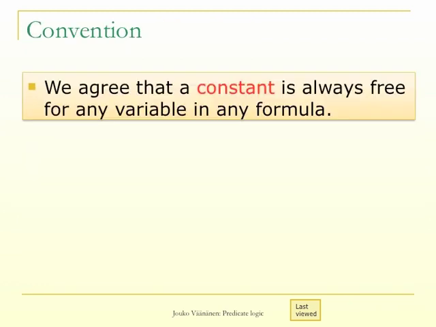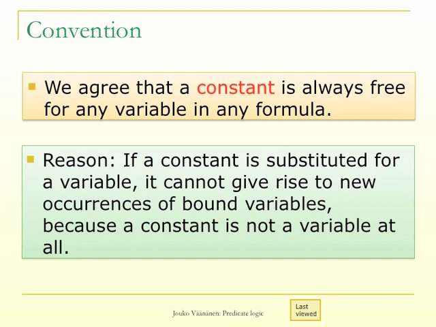We agree as a convention that a constant is always free for any variable in any formula. The reason for this is that if a constant is substituted for a variable, it cannot give rise to a new occurrence of bound variables because a constant is not a variable at all.